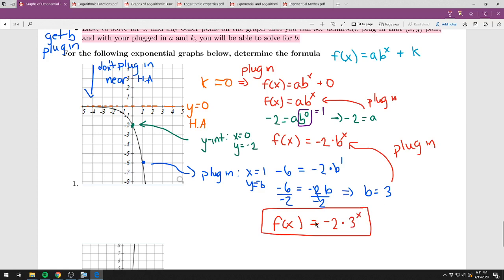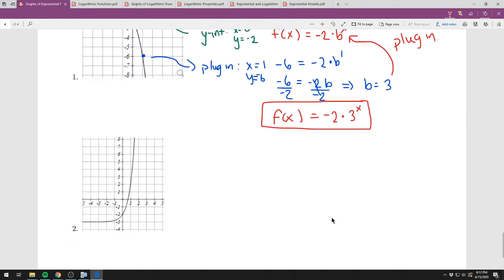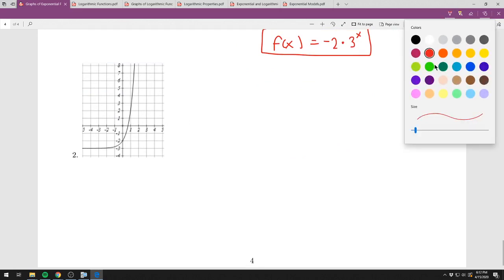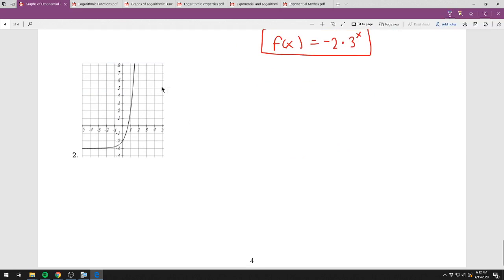Just like we talked about in last section, you cannot combine these. -2 is to the first power, 3 is to the x power. This is it. But I got one more here like this with k not 0, so you can see that a is not going to just be the y-intercept. But I'll just go through the order.